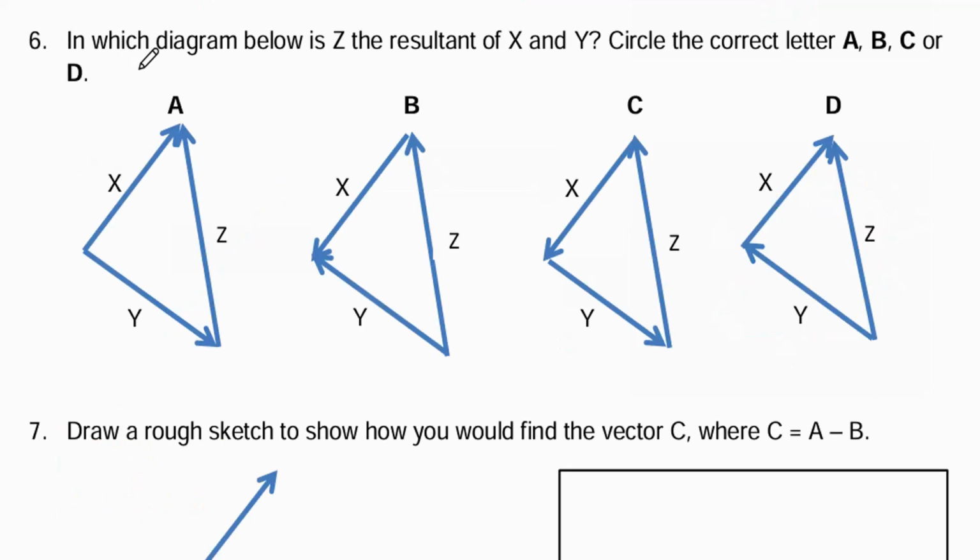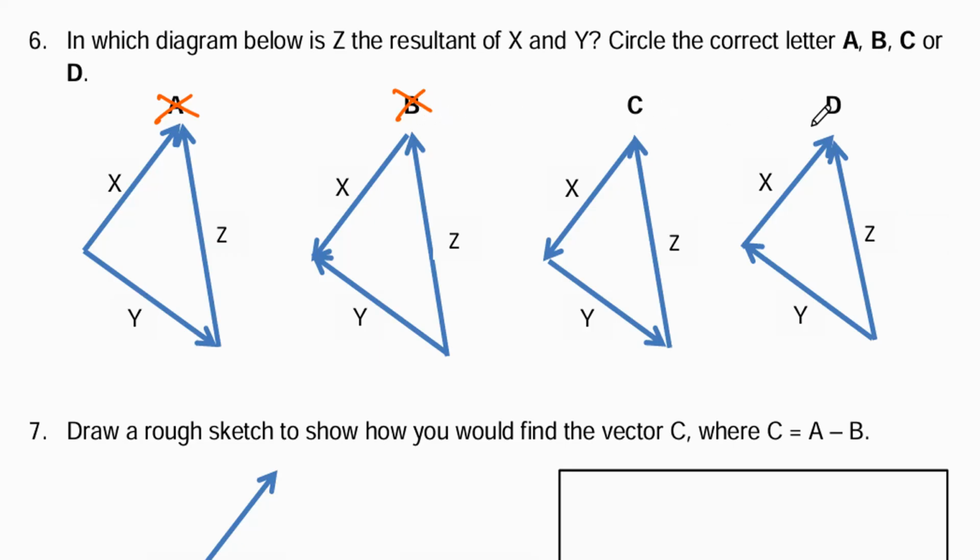Then in question 6 it says, in which diagram below is Z the resultant of X and Y? Circle the correct letter A, B, C or D. The first thing to note is, if Z is the resultant of X and Y, then X and Y must be drawn head to tail. In A, X and Y are not head to tail, so we can exclude A. In B, X and Y are also not drawn head to tail, so we can exclude B as well.